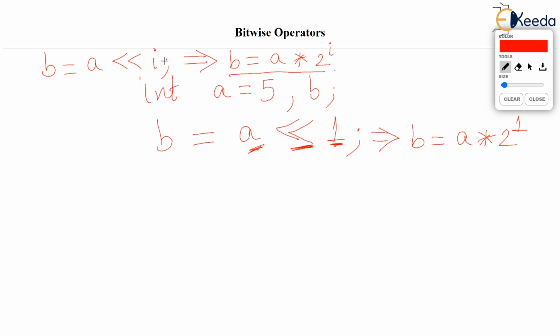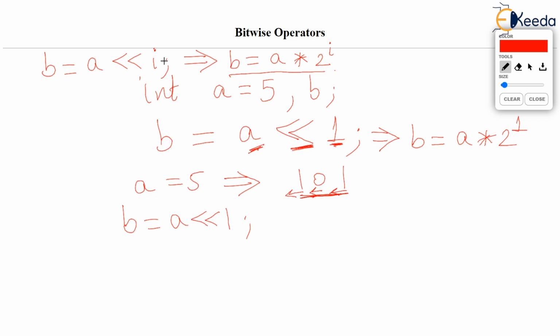Let's see this in operation. What we have is A is 5. So what is the binary equivalent of 5? The binary equivalent of 5 is 101. This is 5. But now we are evaluating B is equal to A left shift 1. What that means is the bits of A, these 101, should be left shifted by one place, by one bit.